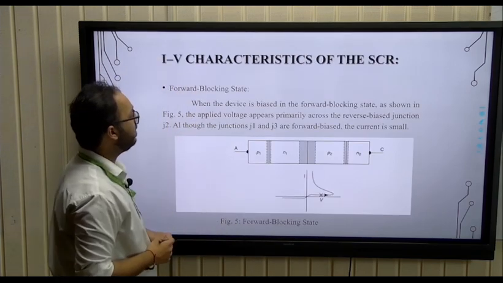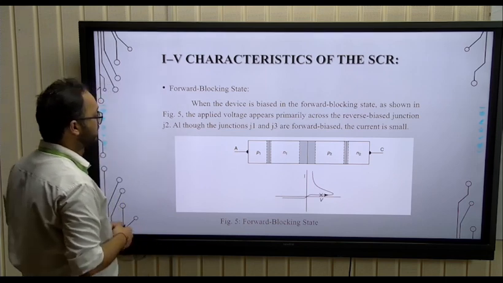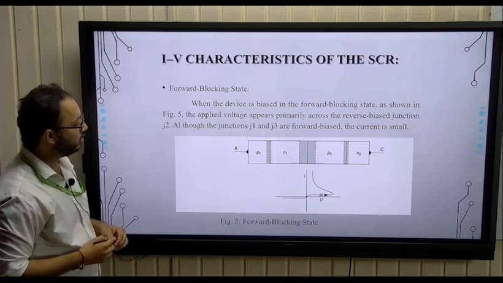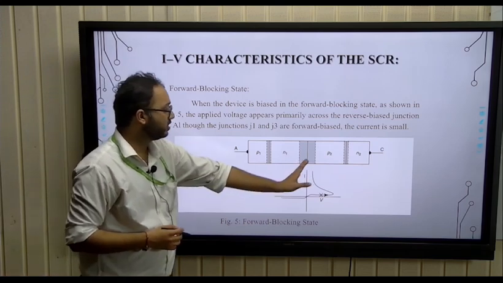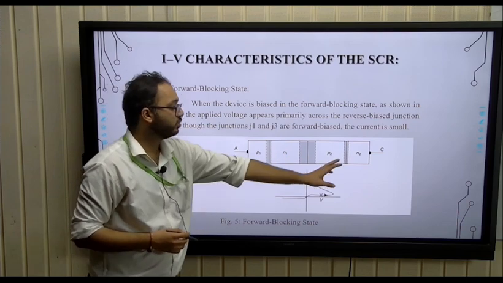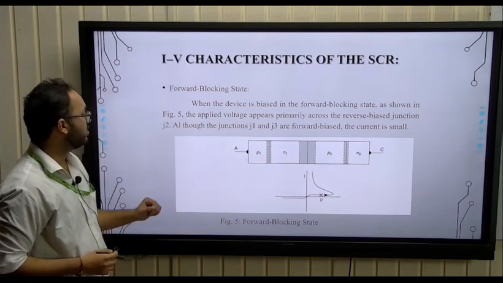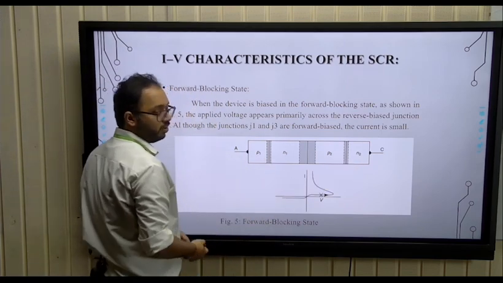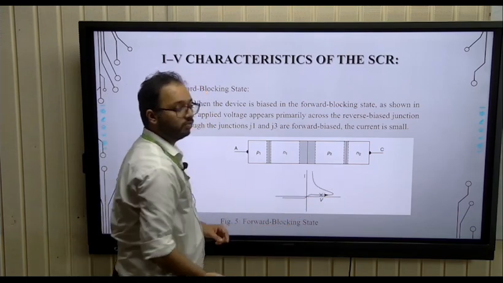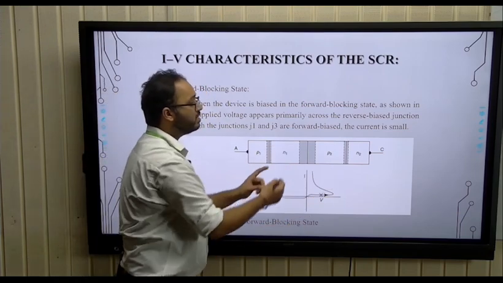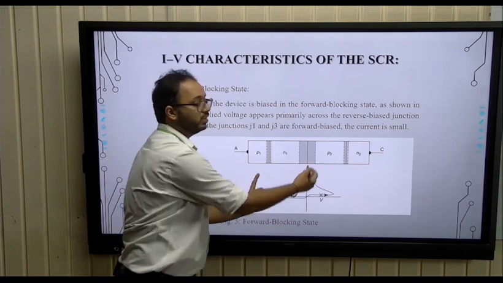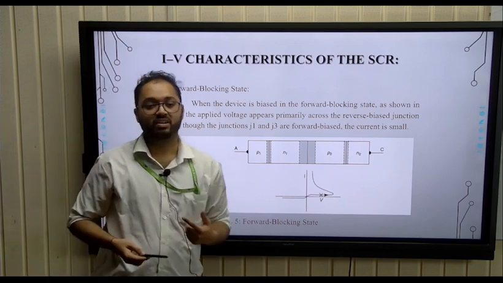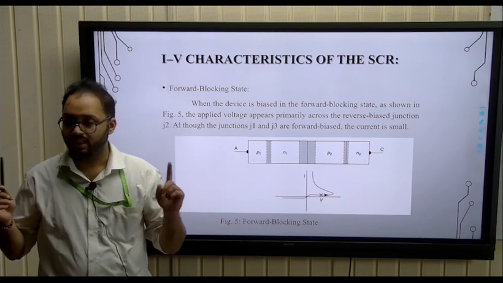So when we talk about the IV characteristics of the SCR, we first come to the forward blocking state. Now this diagram will explain how I was saying that the junction J2 is coming into reverse bias and J1 and J3 are in forward bias. As you can see, when I have applied a voltage from anode to cathode, J1 is in forward bias and J3 is in forward bias, but J2 remains in reverse bias, and because of that the thickness of the junction increases. This is what happens when a junction is in reverse bias: its width increases.